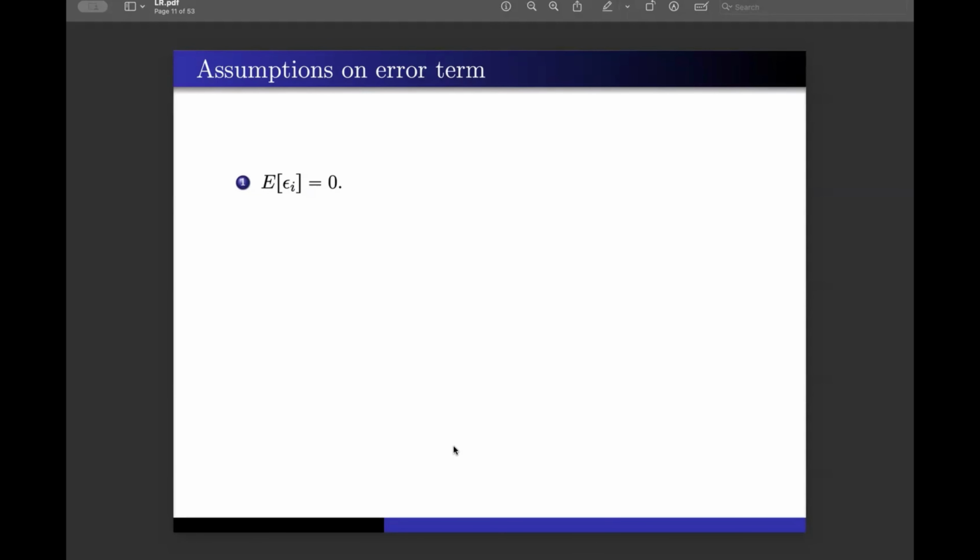And the first assumption we make on the error term is that the expectation of the error term is equal to 0. For each i, expectation of epsilon i would be equal to 0. Expectation of epsilon 1 would be 0. Expectation of epsilon 2 would be 0. So expectation of epsilon i is 0 for all i from 1 to n. The second assumption we make on this error term is that the variance of epsilon i is constant, and we denote that constant by sigma square.